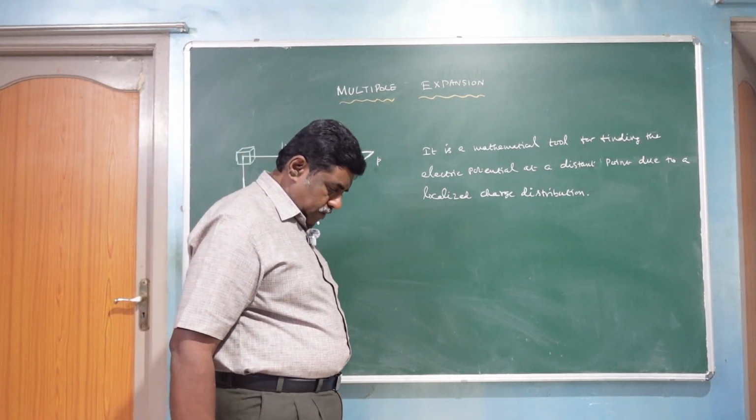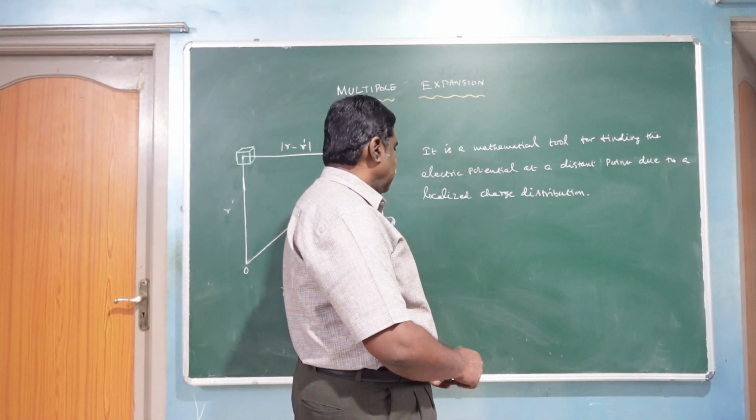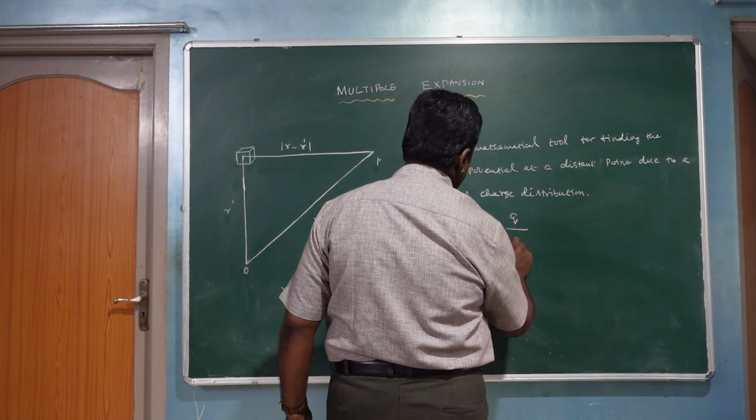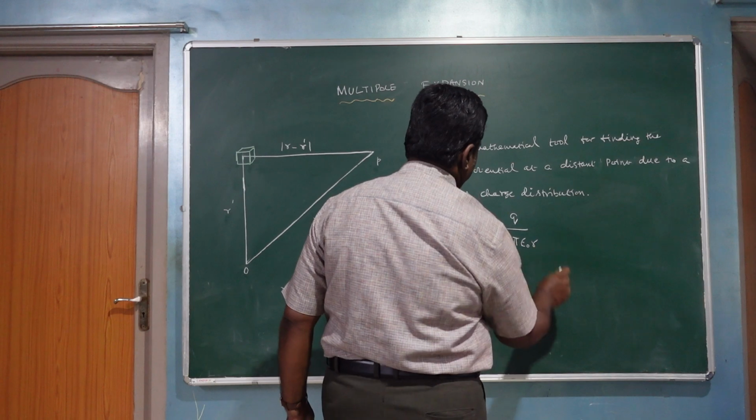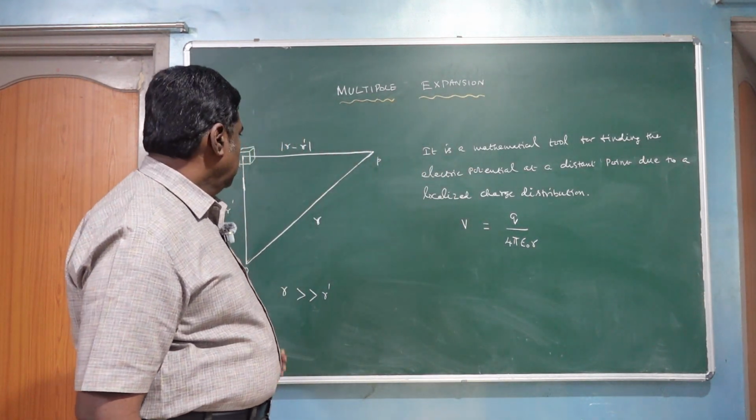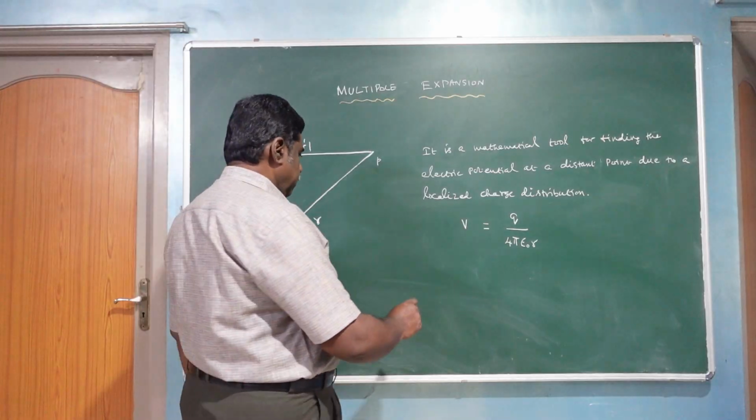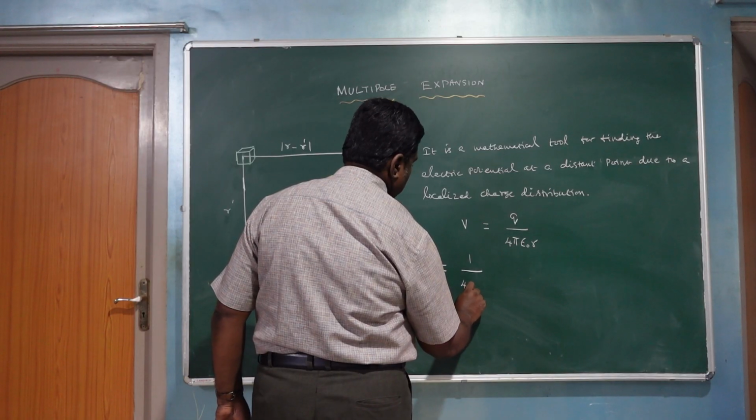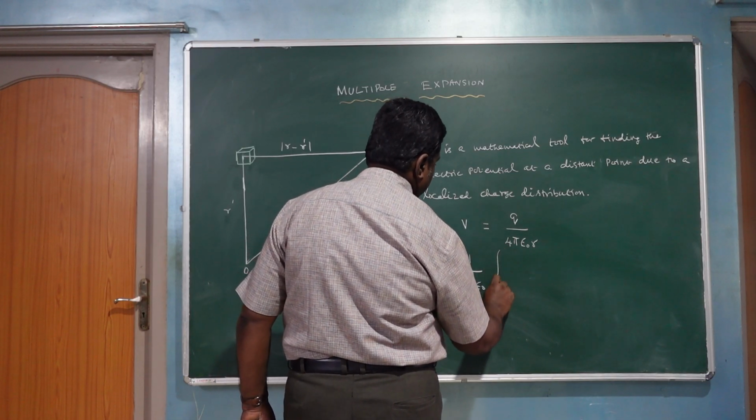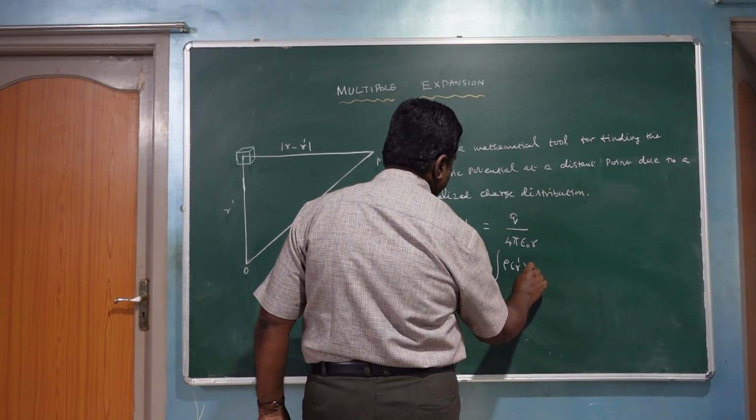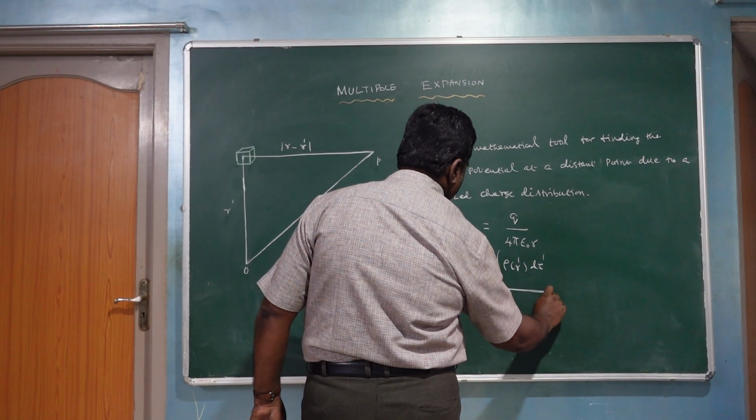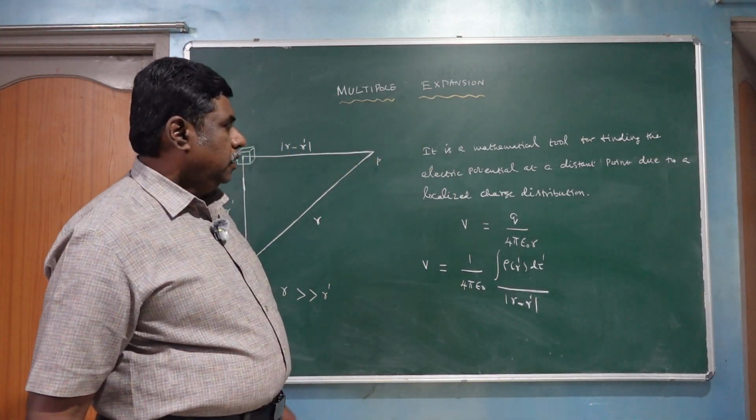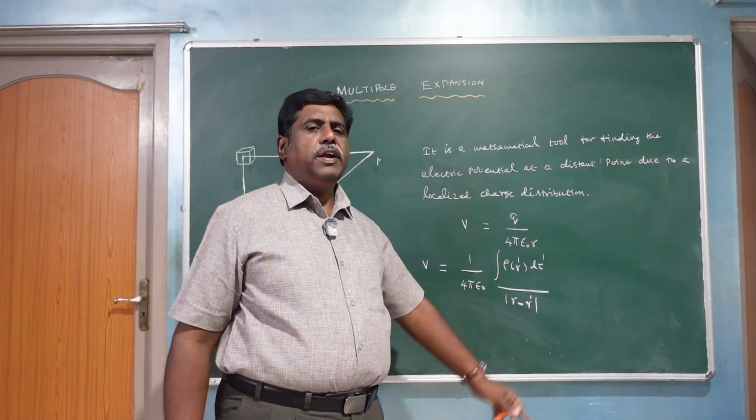In general, potential is given by the formula V equal to Q divided by 4 pi epsilon naught r. This is the general formula for electric potential. But for this schematic representation, we have to write the potential V, which is equal to 1 divided by 4 pi epsilon naught integral rho of r dash d tau dash divided by modulus of r minus r dash. Here Q is replaced by integral rho of r dash d tau dash.